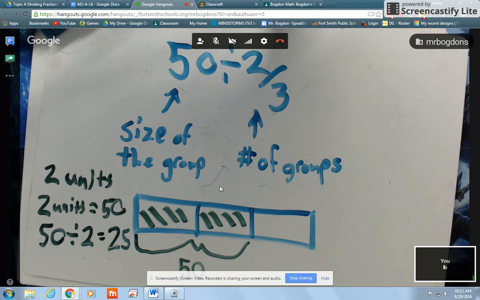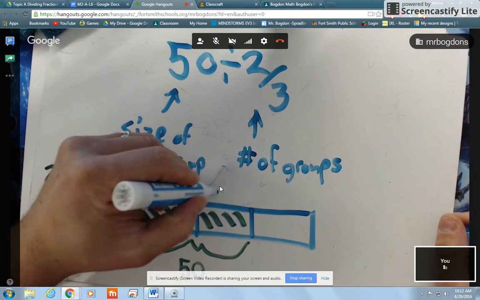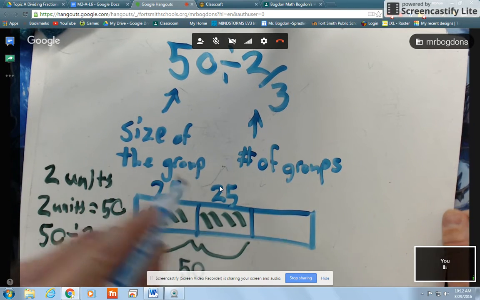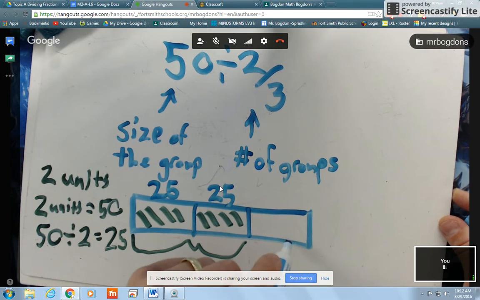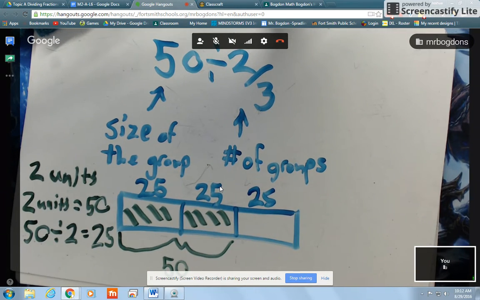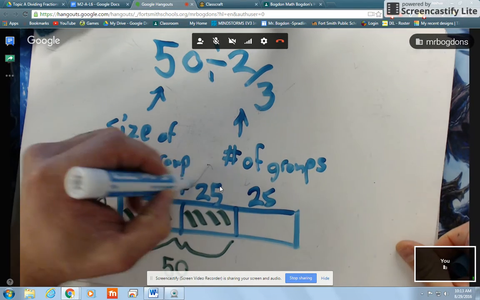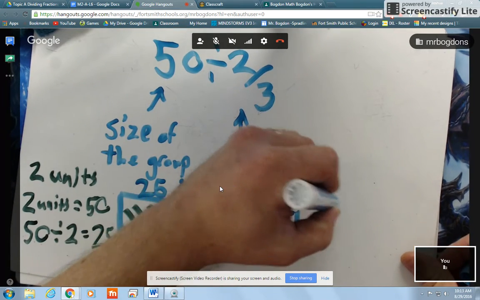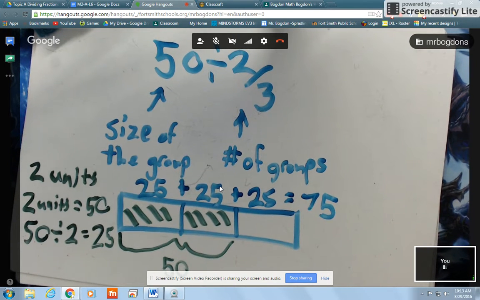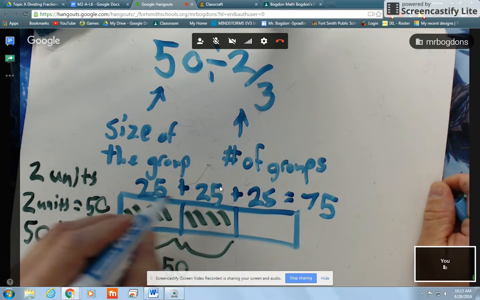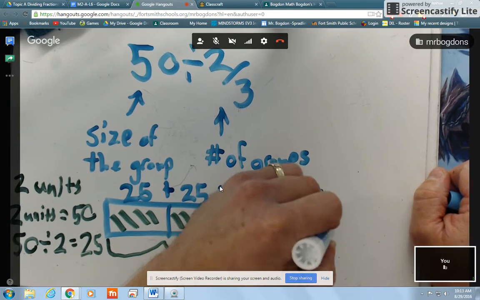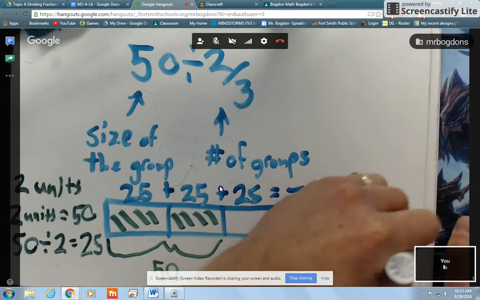So great, now I can figure out how big my original group was. So this was 25, this is 25, that's a third, 25, that's a third, 25. So this other third has to be? Okay, so how big was my original group? Yeah, I just say 25 plus 25 plus 25 equals 75. But that's repeated addition. I don't like doing that. What's a faster way other than repeatedly adding? Yeah, I can say, okay, I have 3 groups of 25, or 25 times 3, and I will also get 75.